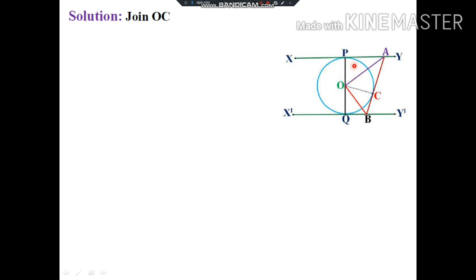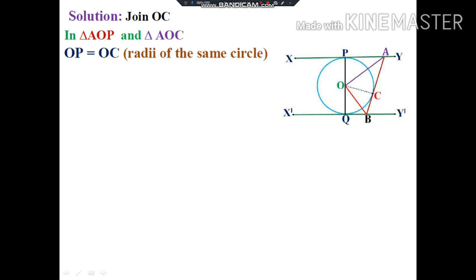Yes, children. In these two triangles, we have here OP is equal to OC. What is the reason? They are radii of the same circle, and AP is equal to AC. What is the reason? They are tangents drawn from external point. What is AO? AO is common to both the sides. Yes, in triangle AOP and AOC, OP is equal to OC, radii of the same circle.